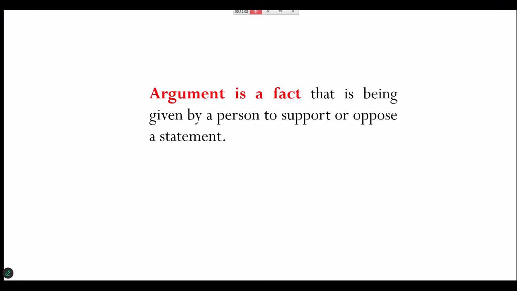So now, an argument is a fact that is given by a person to support or oppose a statement. But we need a reason. It's like yes, and we have to mention the reason. You can support or oppose, no problem. Yes or no, both are okay.